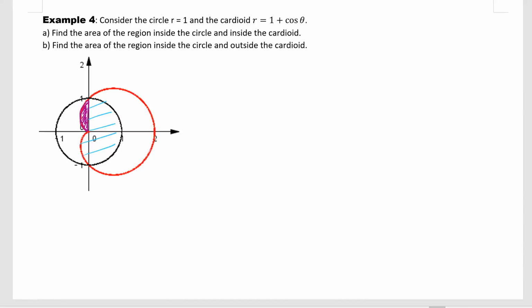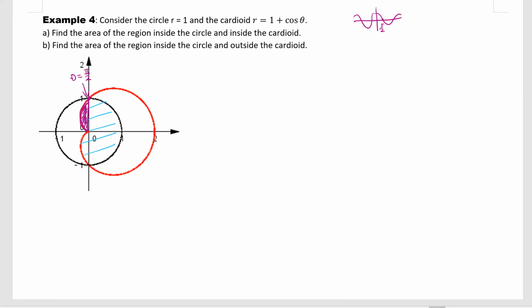So what's this point? It looks like the angle is pi over 2. Let's plug in pi over 2 into our cardioid. Cosine pi over 2 is 0, right? So when we plug in pi over 2, we get 1. So we know that this point corresponds to theta equals pi over 2. Okay, how about that point?